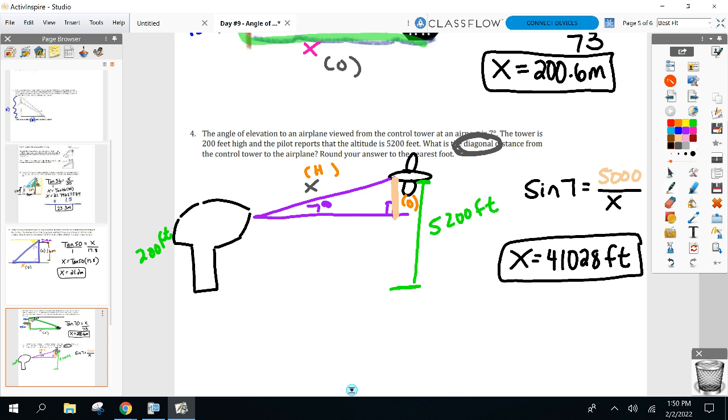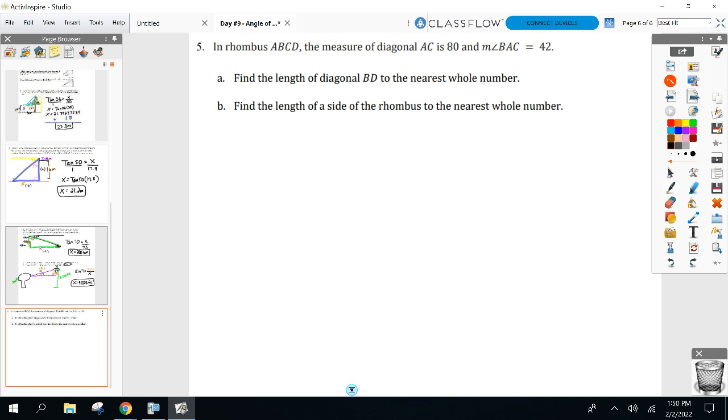Looking good. This last one has nothing to do with elevation or depression. I just want you to relate what we're doing to quadrilaterals. Another unit we've talked about. I am not going to do this one. All I'm going to do is, number one, list a couple properties that you may need here. Rhombus. All sides congruent, yeah. Rhombus. Opposite sides parallel. Don't need it. That's true, but I don't need it here.